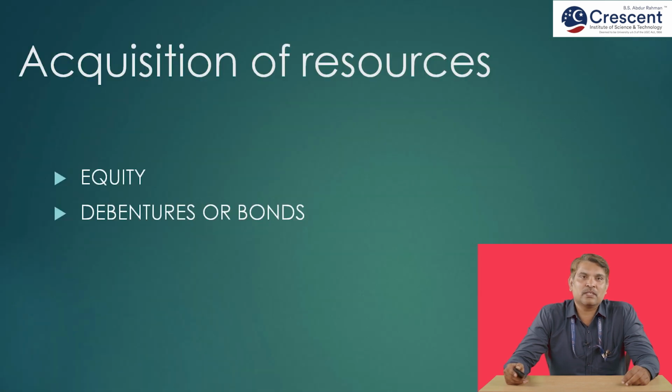So the first function is acquisition of the resources. How does a company acquire the resources that are required? There are two ways in which a company can acquire its resources. The first is by way of equity and the second is by way of debentures or bonds. Equity shareholders of a company are generally called the owners of the company.